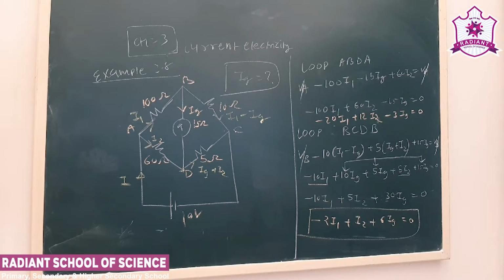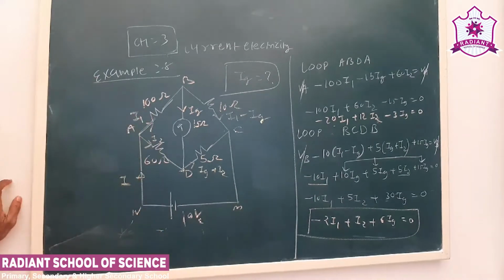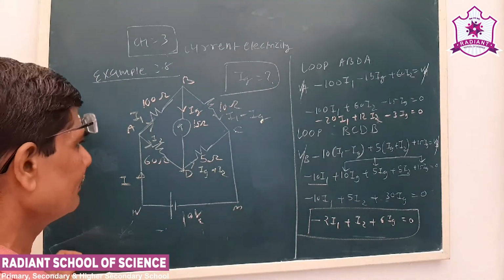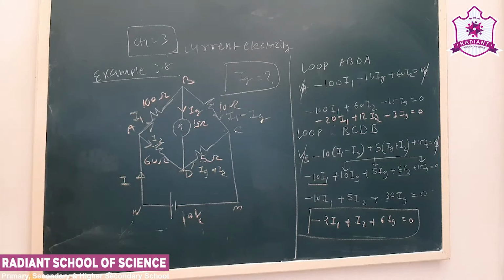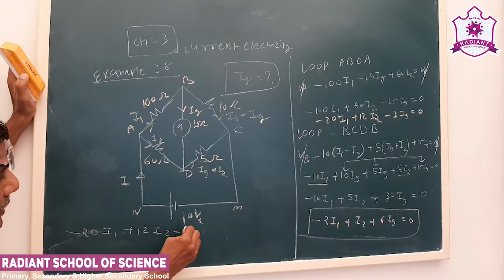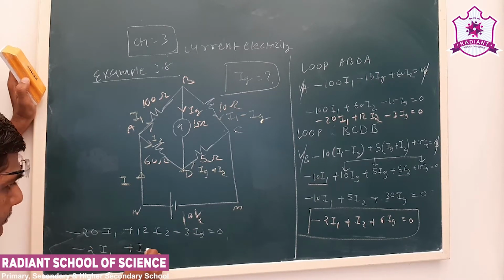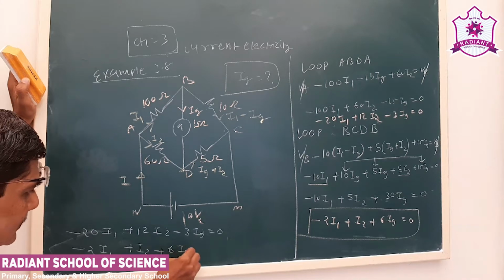Now we should take a loop which contains a battery, the EMF of the cell. So we take the loop A, B, C, M and A. First we write the equations that will be useful to us. Minus 20 I1 plus 12 I2 minus 3 Ig is 0. Then minus 2 I1 plus I2 plus 6 Ig is 0.